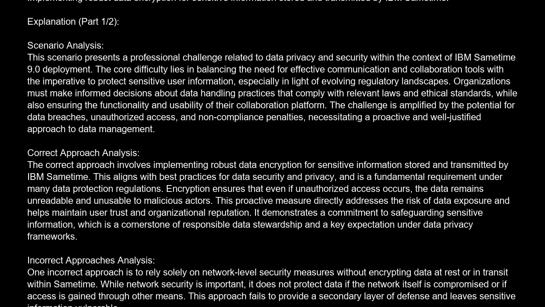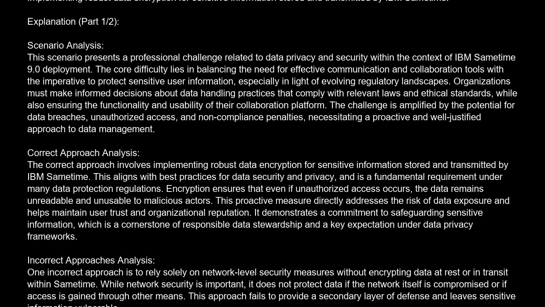The correct approach involves implementing robust data encryption for sensitive information stored and transmitted by IBM Sametime. This aligns with best practices for data security and privacy, and is a fundamental requirement under many data protection regulations. Encryption ensures that even if unauthorized access occurs, the data remains unreadable and unusable to malicious actors. This proactive measure directly addresses the risk of data exposure and helps maintain user trust and organizational reputation.